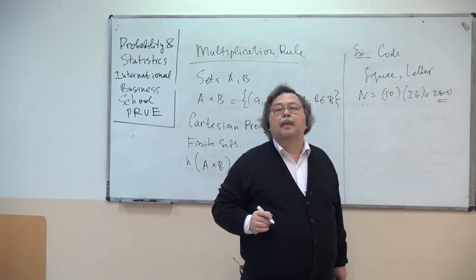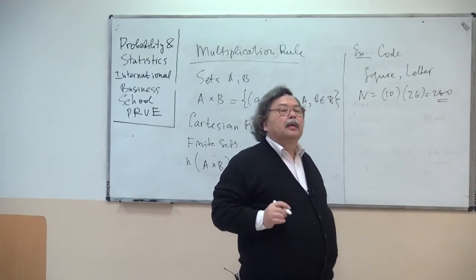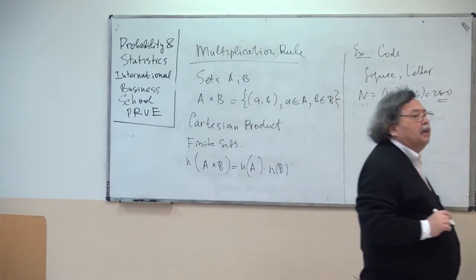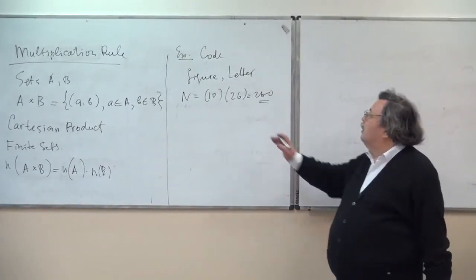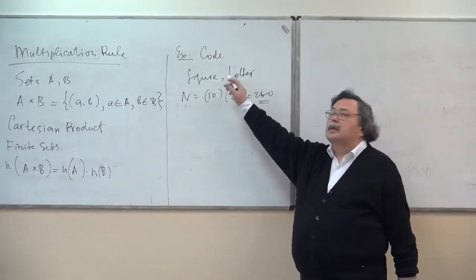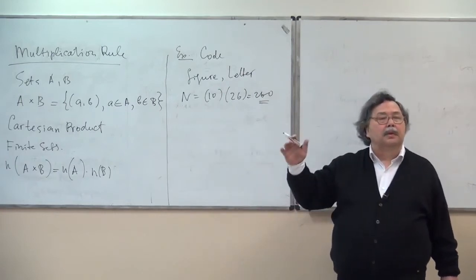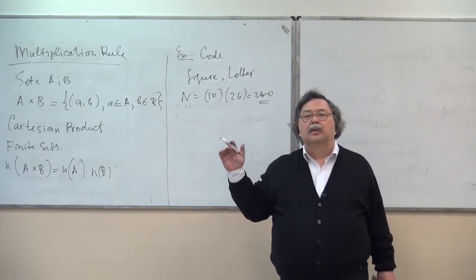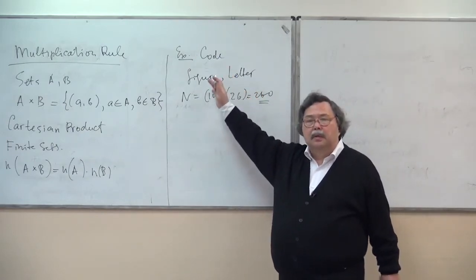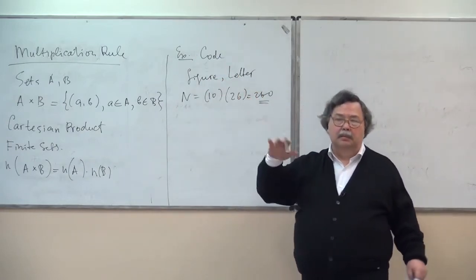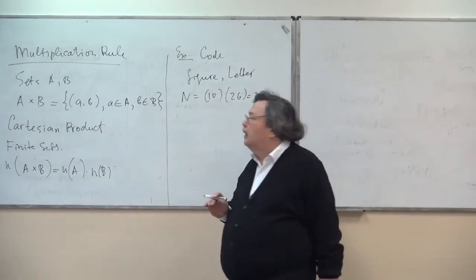Simple enough, but there is a subtle point here. We consider codes where these elements are arranged in this order: figure, letter. We do not admit codes that contain the same elements in a different order: letter, figure. We just exclude this. Okay?